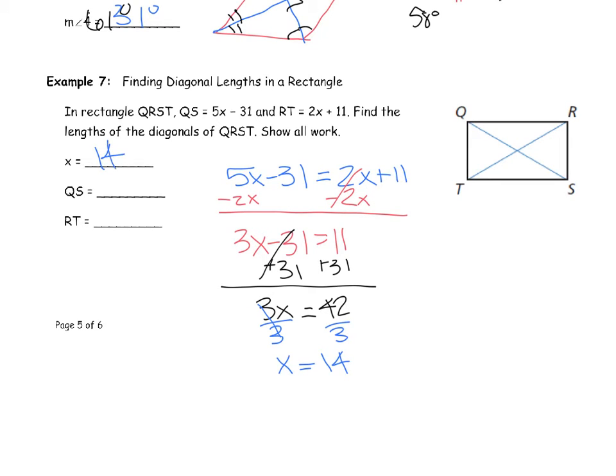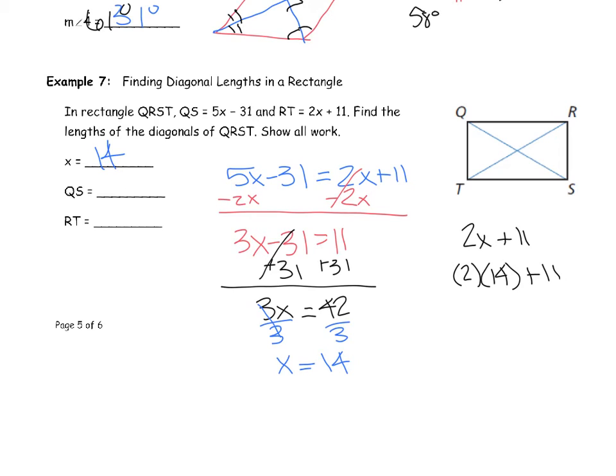That's not our answer, though, because the question says, what is the lengths? So now all I have to do is plug it into one of them. I don't have to plug it into both because they're going to be the exact same answer. So I'm going to go with the 2x plus 11, which was RT. And I'm going to plug in the x as 14 because that's what we worked out.